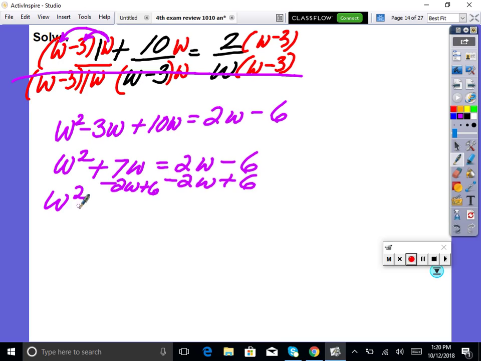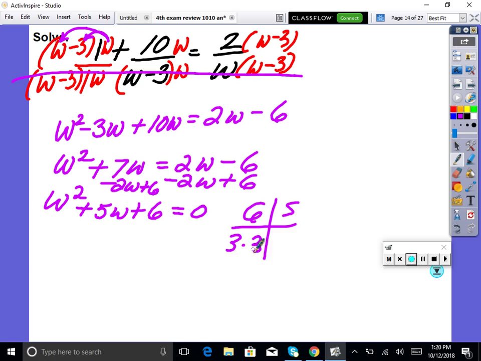So now I have w squared plus 5w plus 6 equals 0. If you have this quadratic, now we can solve. It multiplies to be 6 and adds up to be 5: 3 times 2. So then we can quick factor. So w plus 3, w plus 2.